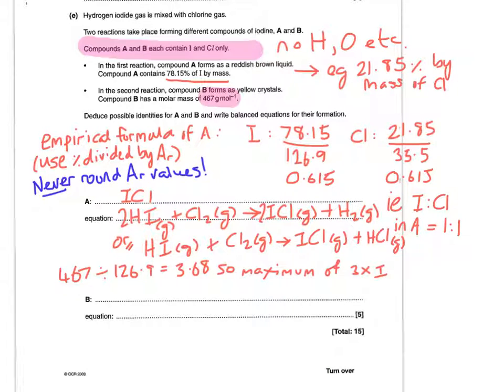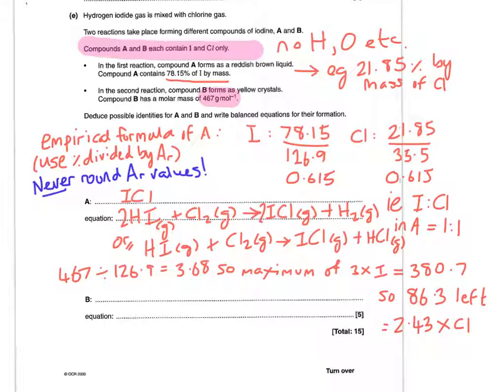So if you divide 467 by 126.9, you get 3.68 times. So there's a maximum of 3 iodine atoms that can be present. You can't have 3.68 iodine atoms, obviously. 4 iodine atoms would go over 467. So 3 lots of 126.9 give you 380.7. That gives 86.3 left out of your 467, which leaves room for only 2.43 chlorines.